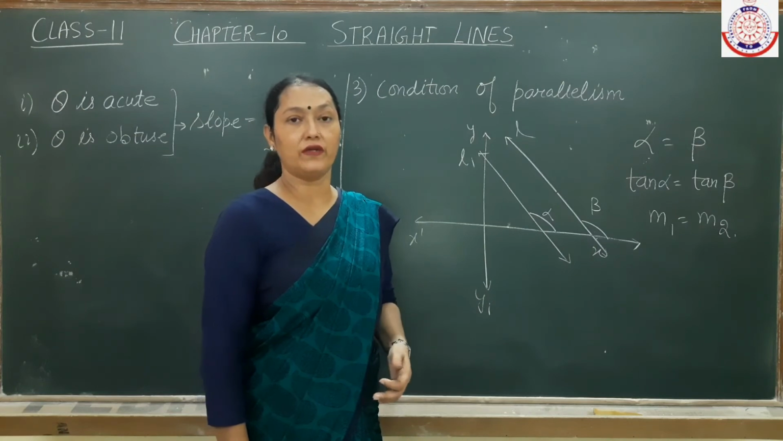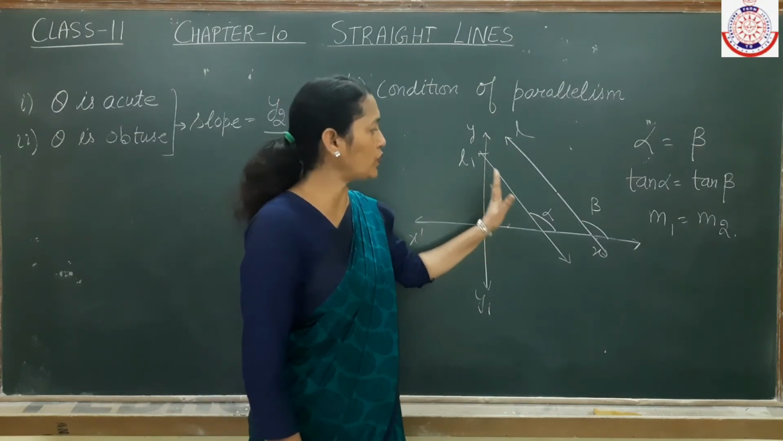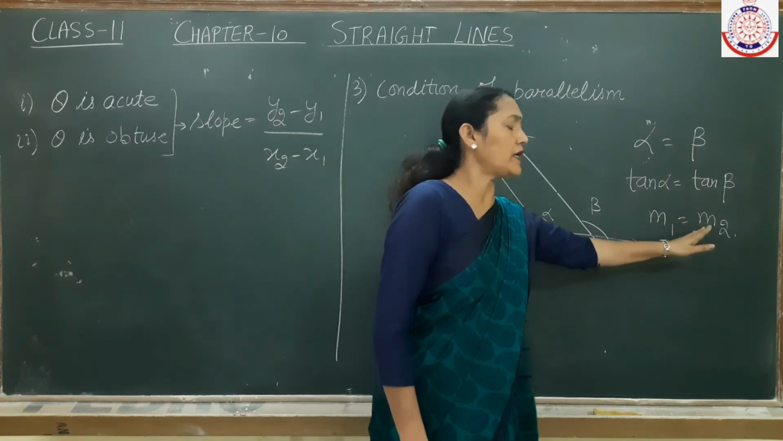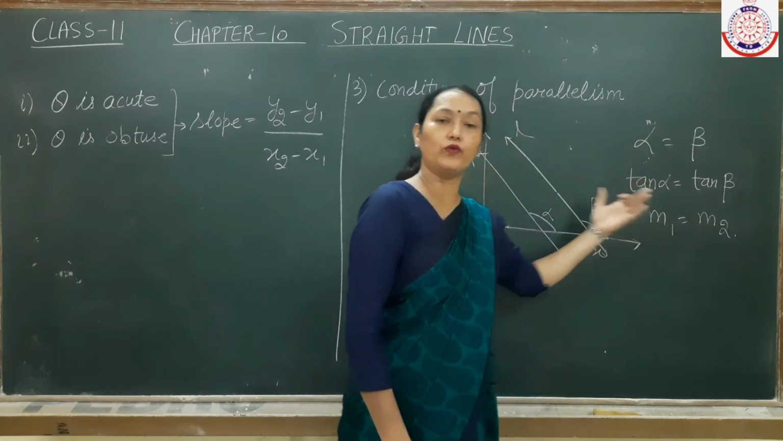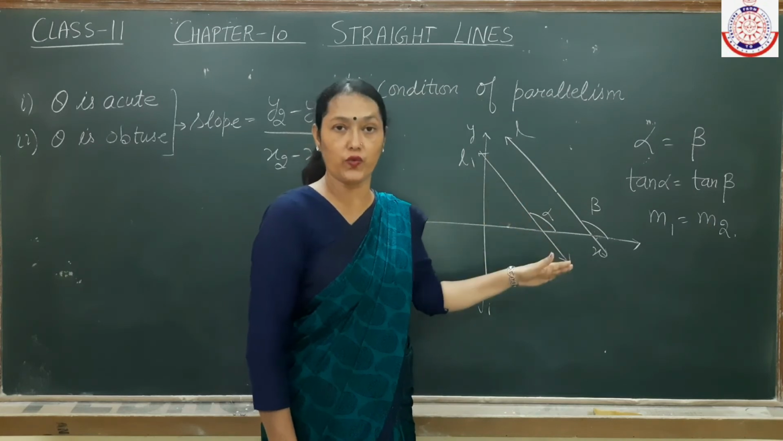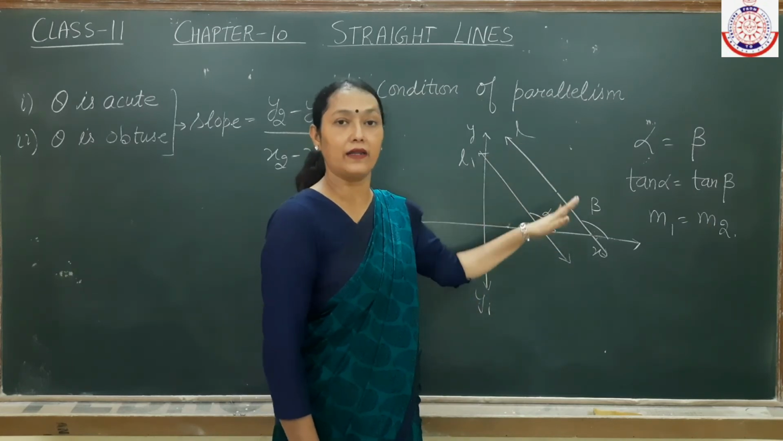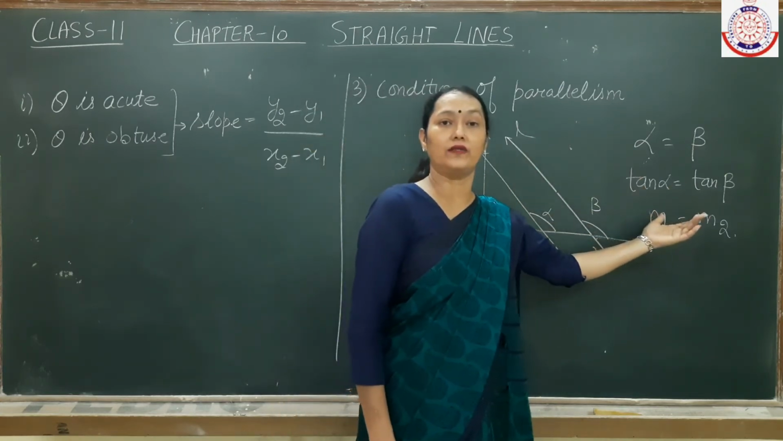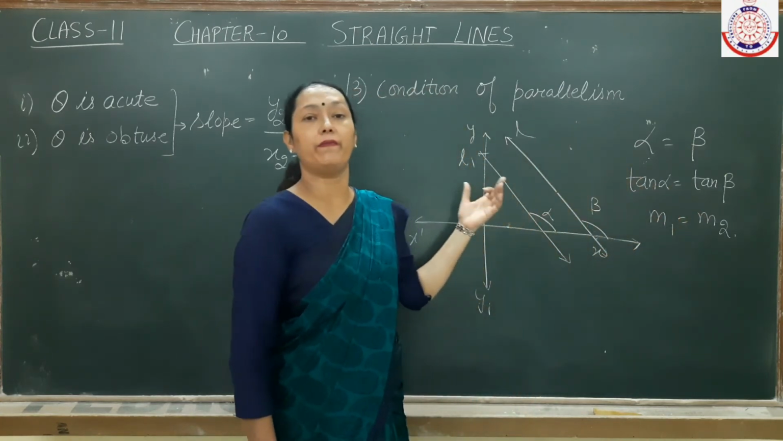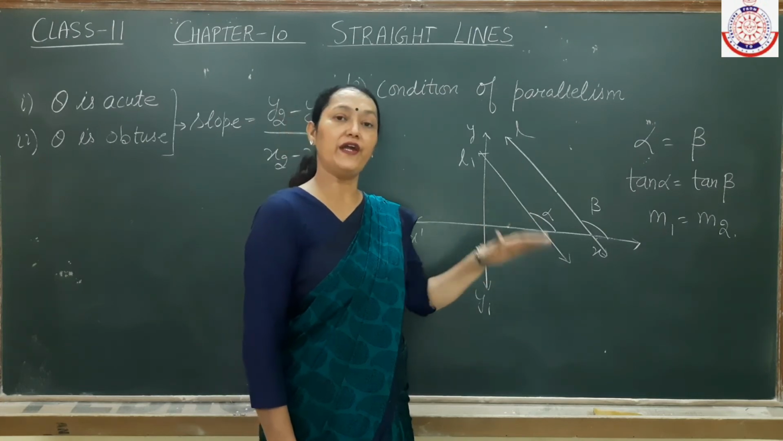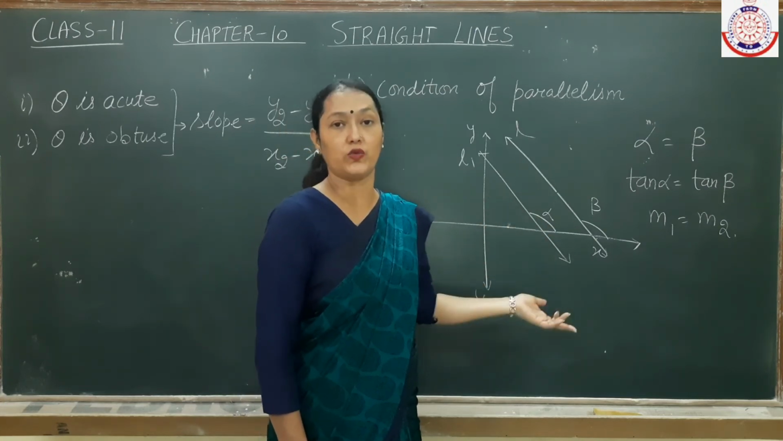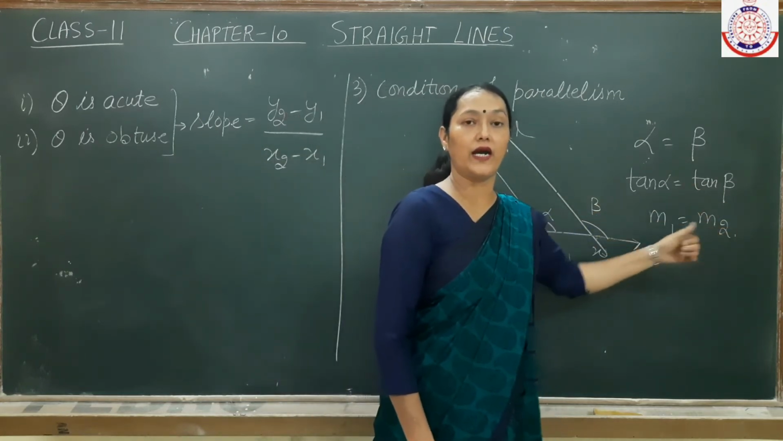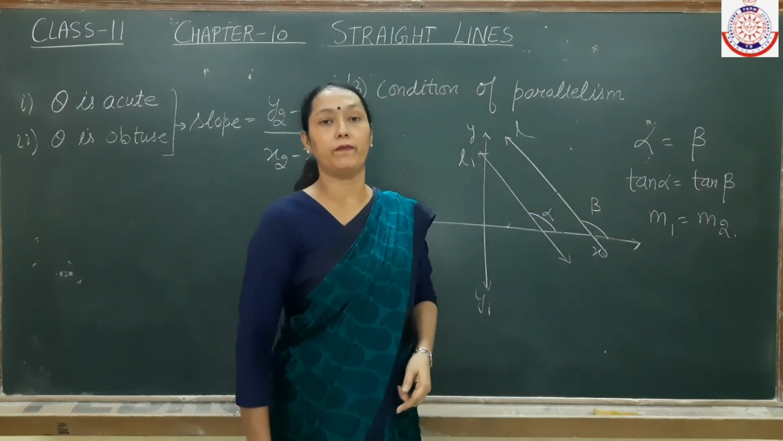So what we have learnt: in case of two lines, if their slopes are equal, then the lines are parallel. And if the lines are parallel, slopes are equal. That means two lines will be parallel to each other if and only if their slopes are equal. Vice versa, if lines are parallel, slopes will be equal, and if slopes are equal, lines will be parallel.